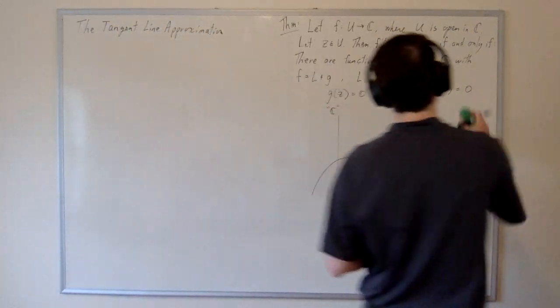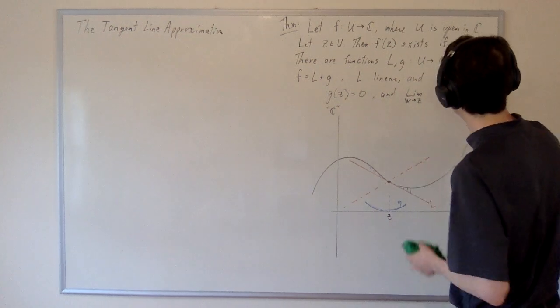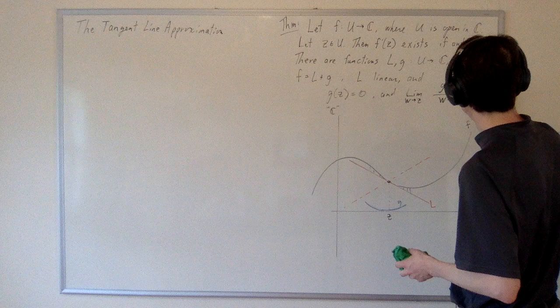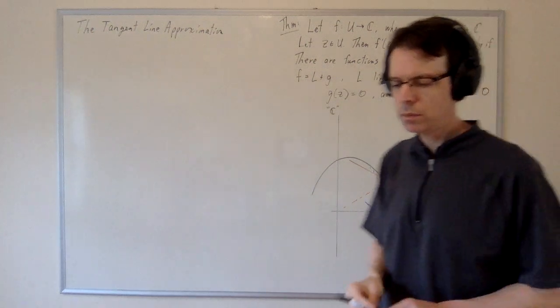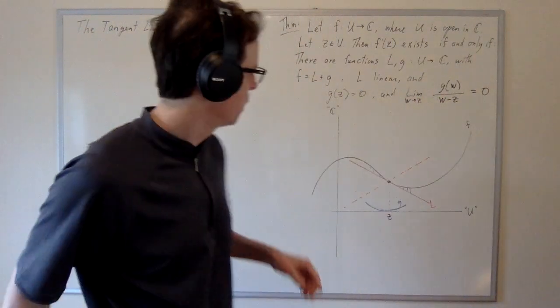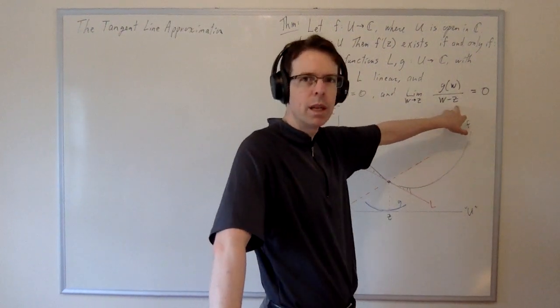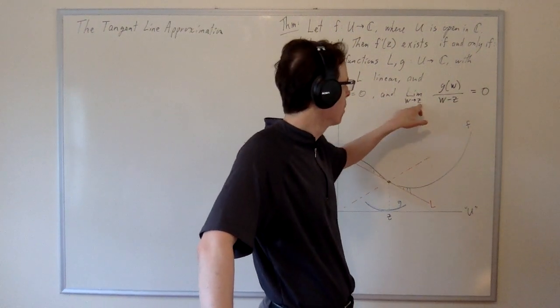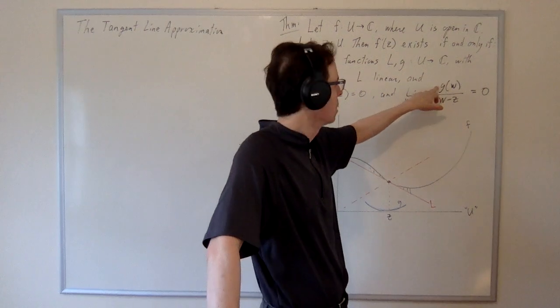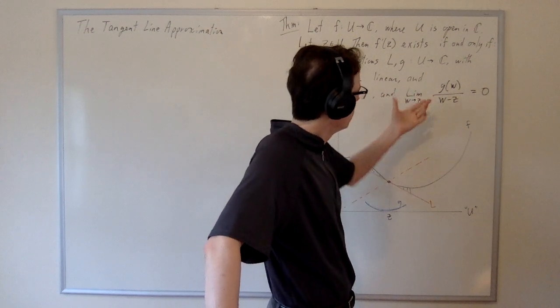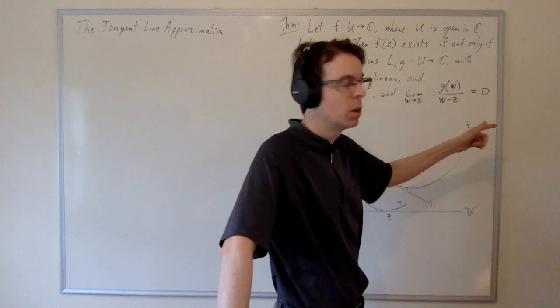What we need is a modified requirement, and let me fill that in. So g of w over w minus z has a limit of 0. Let me explain what this is really saying. As w approaches z, w minus z approaches 0. And as w approaches z, g of w approaches 0. And when we compare the ratios between them, this requirement says that that ratio goes to 0.